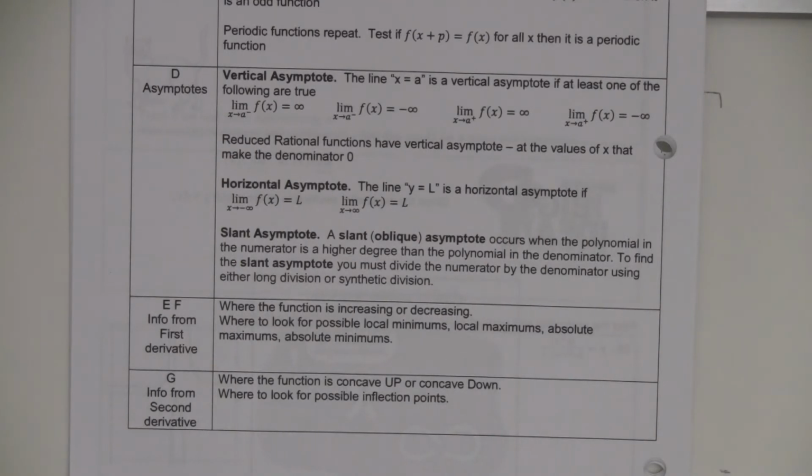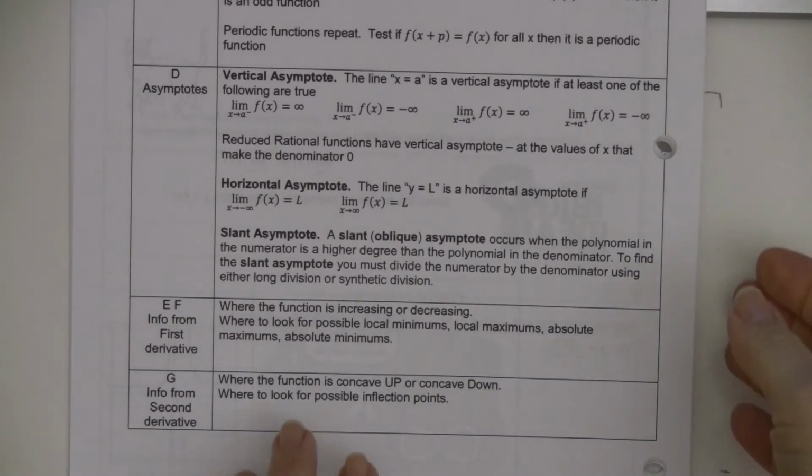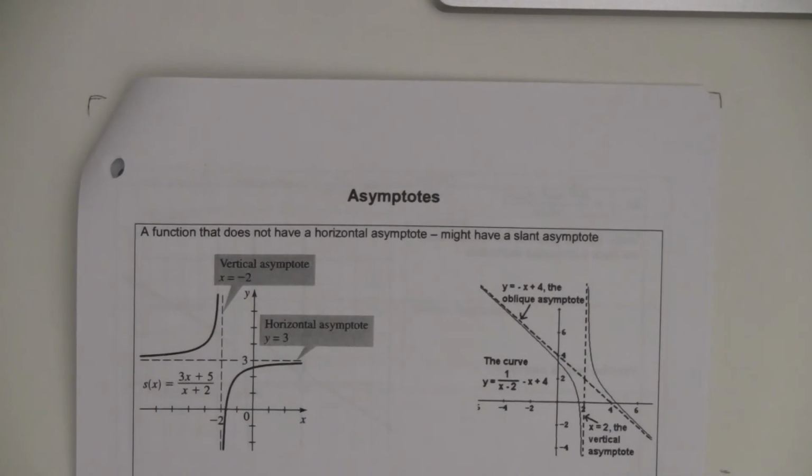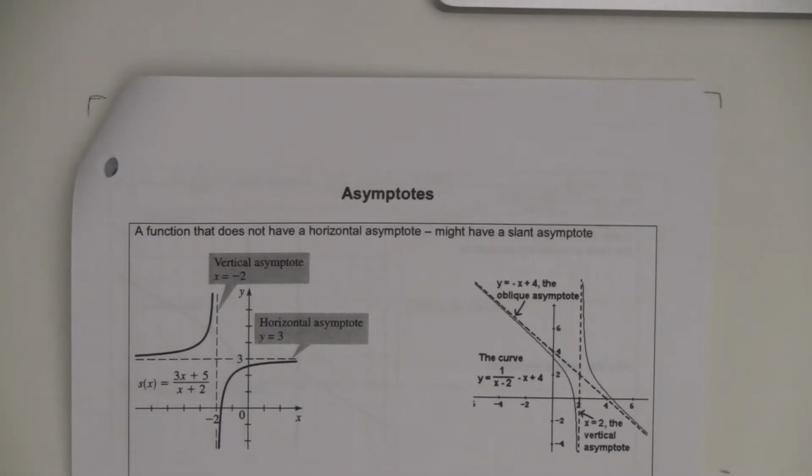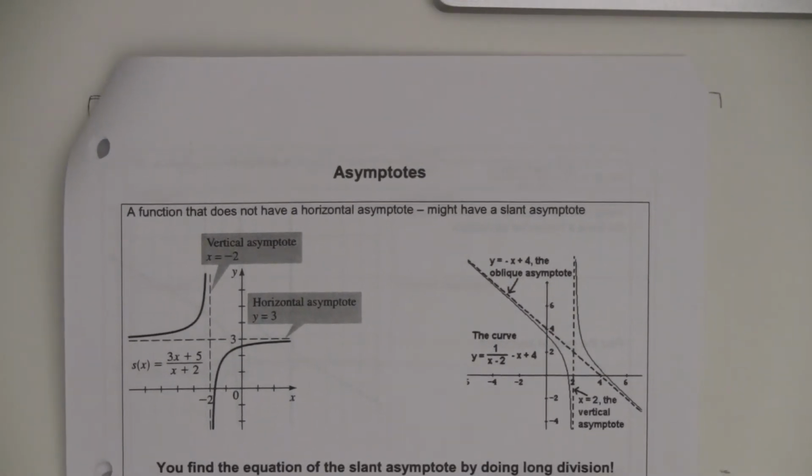The second derivative tells you whether it's concave up or concave down, and also some inflection points. So we've practiced these things out of context, and now they're going to have us put the whole thing together. I moved over to the next page where I had this lovely graph.